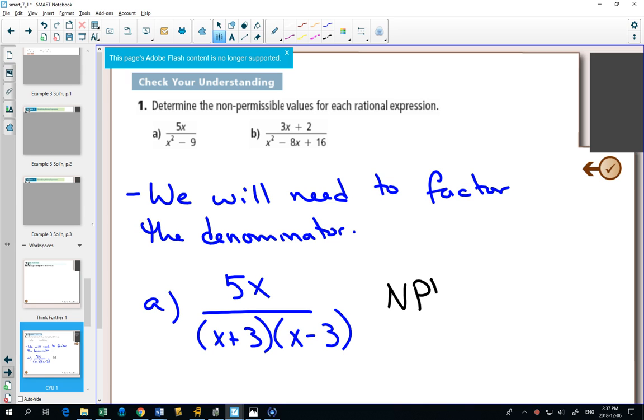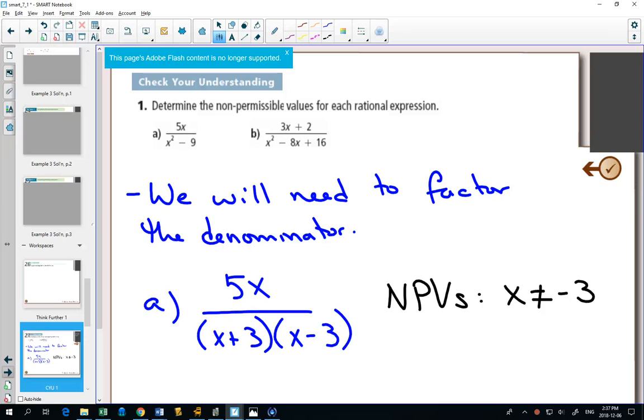So we'll NPVs, non-permissible values. What would make the bottom equal to 0? Well, we can look in each factor. If I look at the first factor, x plus 3, what would make this 0? Minus 3. So we would say, as a non-permissible value, x can't equal minus 3.